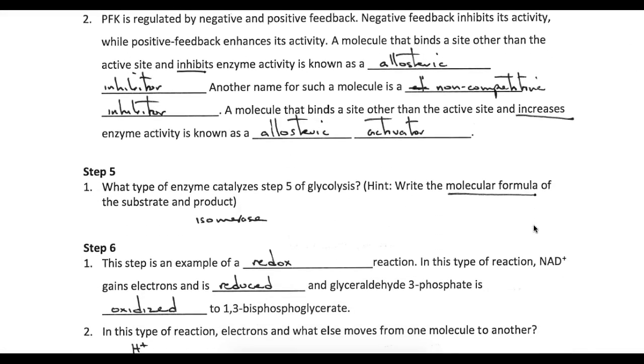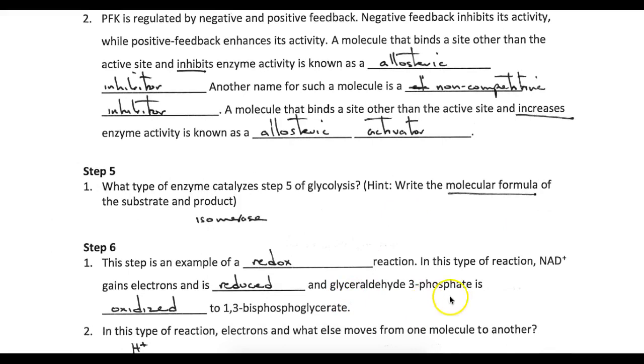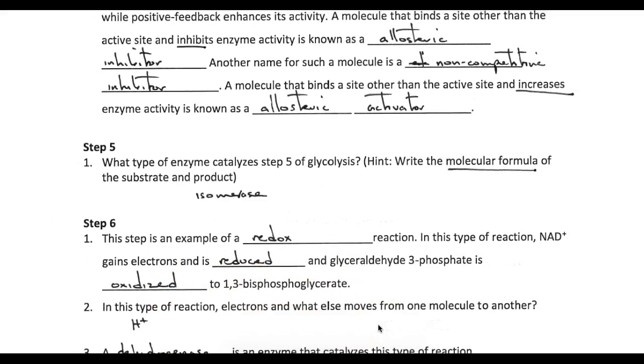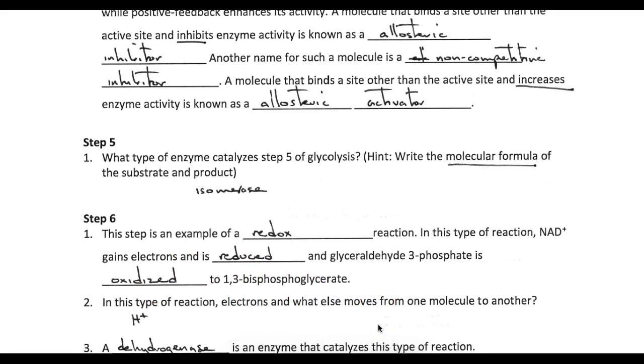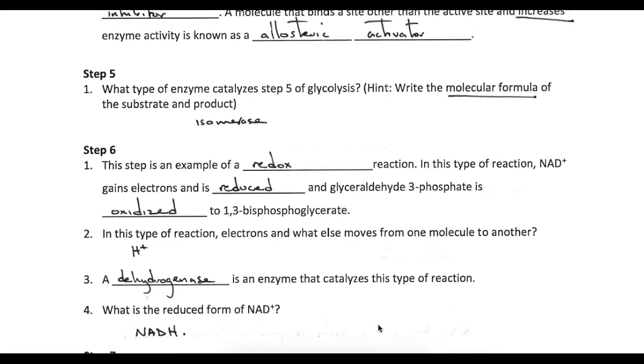Let me see if there's anything I've missed here. Yep, so glyceraldehyde 3-phosphate is oxidized to 1,3-bisphosphoglycerate. And in addition to electrons moving in these redox reactions, hydrogen ions do as well.